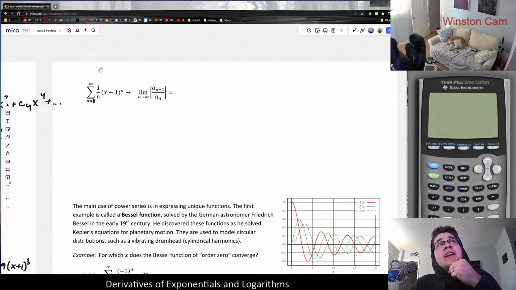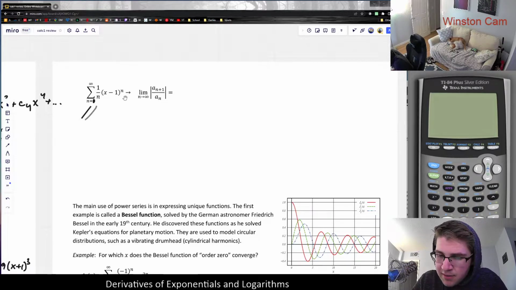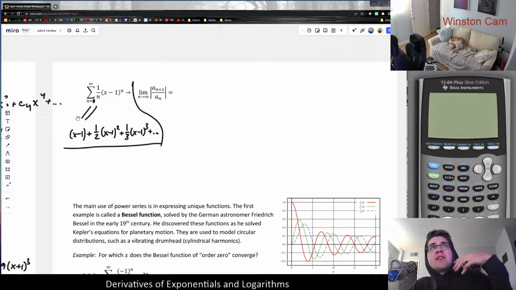But basically, if we're trying to determine the convergence of this power series, we need to, again, start with the ratio test. Our goal is to figure out when this power series converges. If we look at the expansion, we would have x minus 1 to the first power times 1 over 1, plus 1/2 x minus 1 squared, plus 1/3 x minus 1 cubed. We want to know which values of x this converges for.